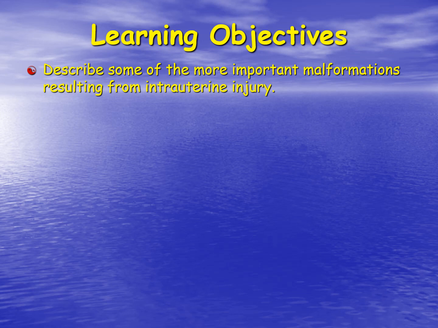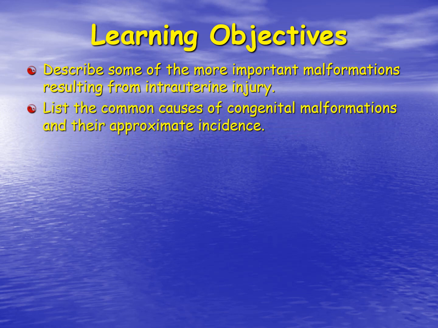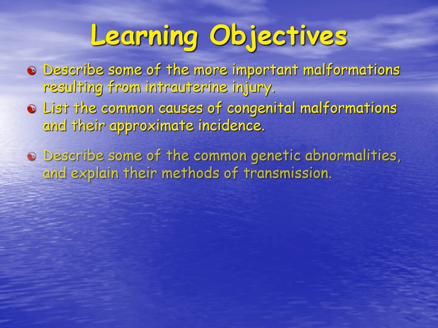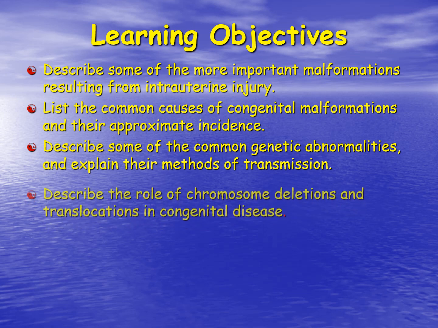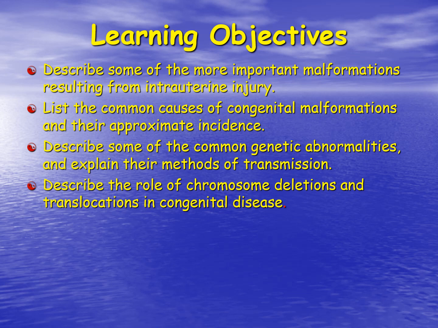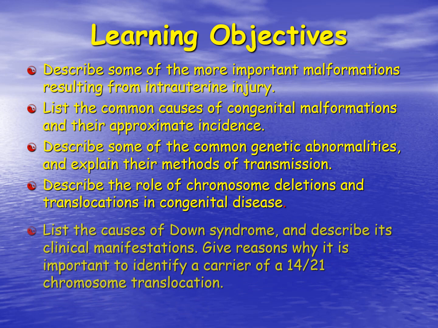First of all, you should be able to describe some of the more important malformations resulting from intrauterine injury. You should be able to list the common causes of congenital malformations and their approximate incidence. Describe some of the common genetic abnormalities and explain their methods of transmission. Describe the role of chromosome deletions and translocations in congenital disease.